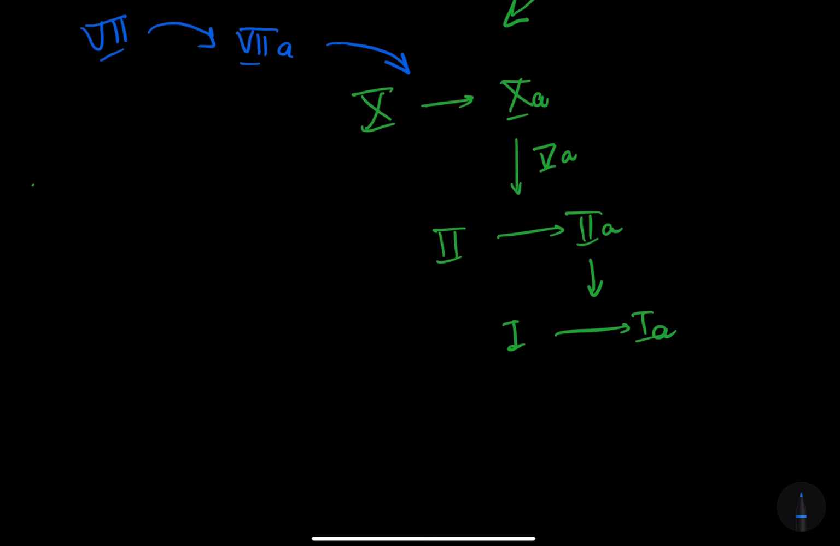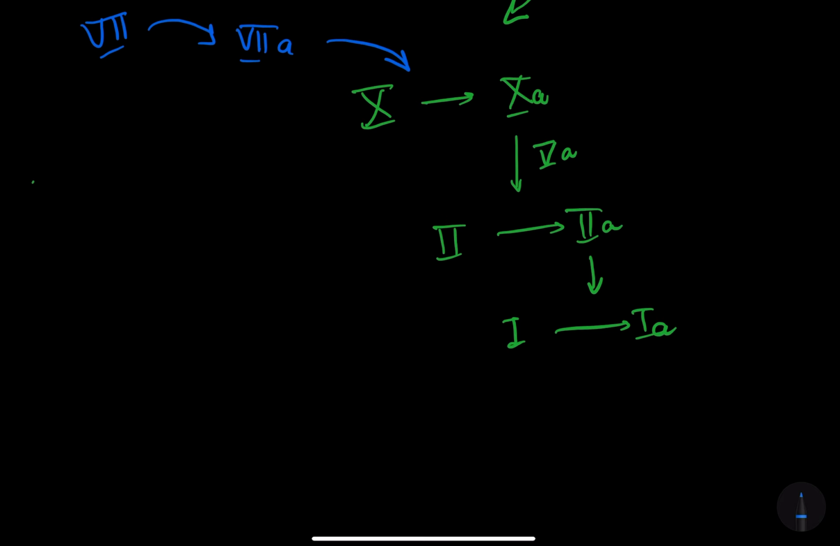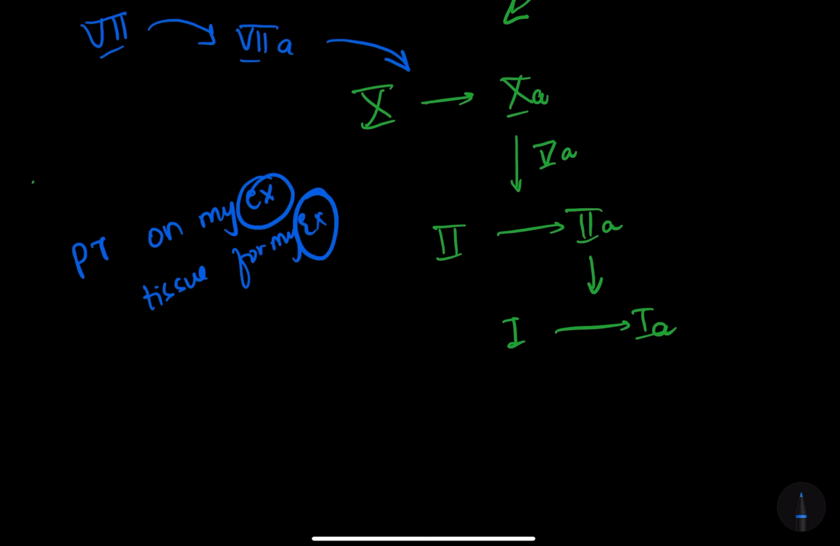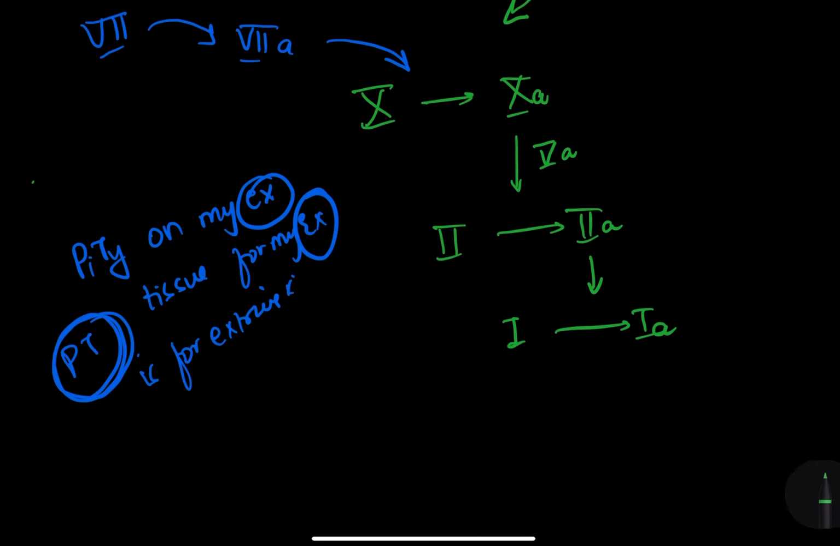Now there is one more mnemonic which is important to remember: "I pity on my x, and therefore I would give tissue." So tissue for my x. X stands for extrinsic pathway. Pity is PT, but not the original spelling. So the test PT is for the extrinsic pathway. Therefore, automatically, the test PTT would be for the intrinsic pathway.